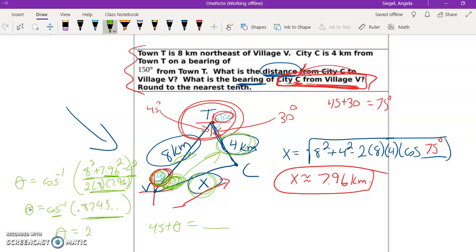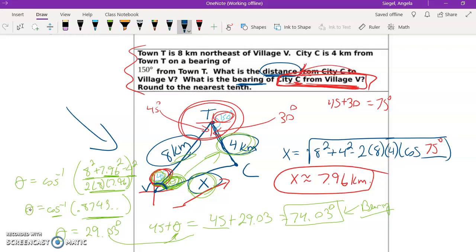And I got that theta equals about 29.03 degrees. Okay, so now we're going to plug that in there. So I'll just rewrite it. 29.03. And so I end up getting 74.03. Okay, and this is going to be my bearing. So let's go back and revisit. Remember, I'm looking for this whole angle right there from the north. And so I did 45 plus that angle. And so this is my bearing.